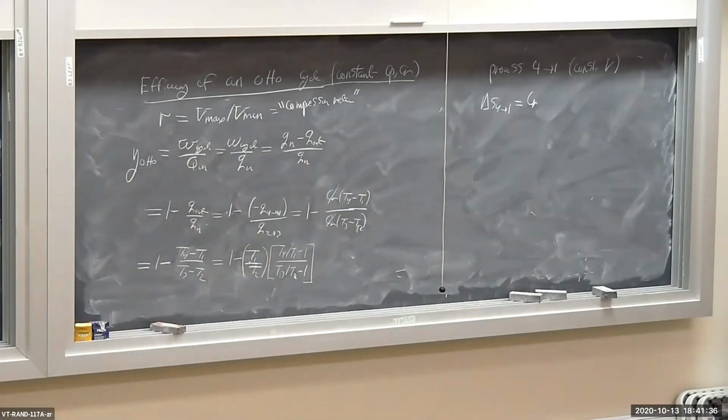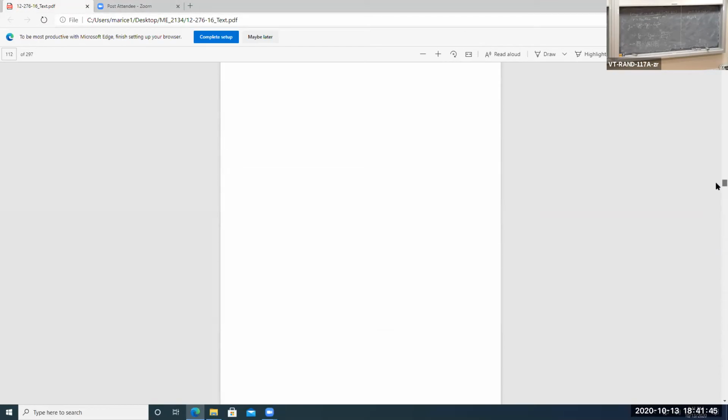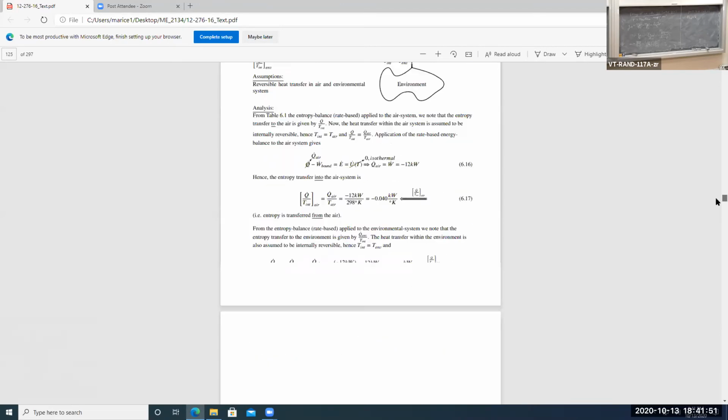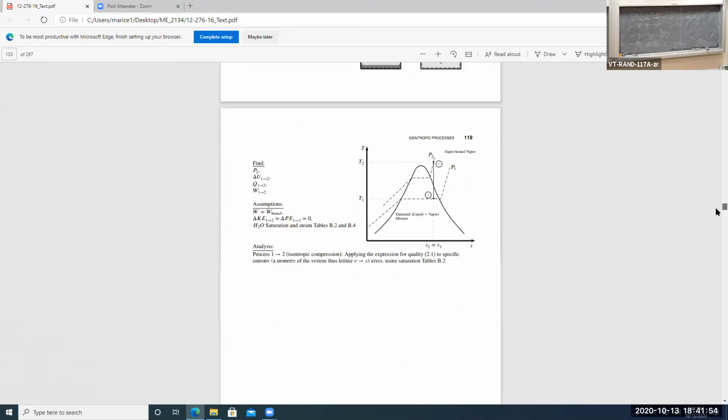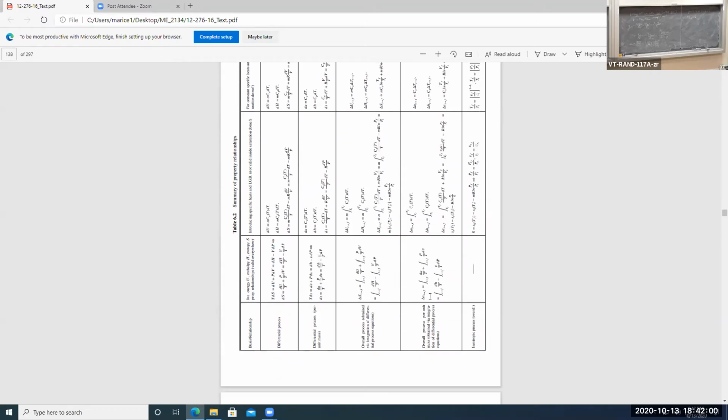Probably wondering where I'm getting this from. So let's have a look back at our property relationships. I think it's table 6.2, page 155. There we go. Delta S, constant specific heat. I have CV ln T final over T initial plus R ln V final over V initial. So I have an expression to get delta S, and it involves a change in volume.